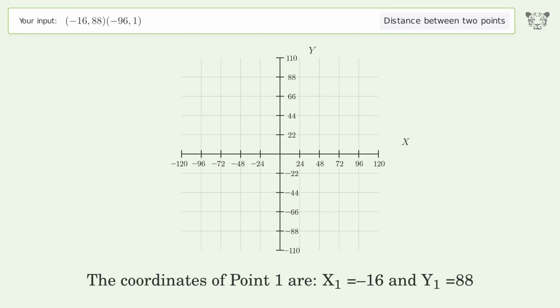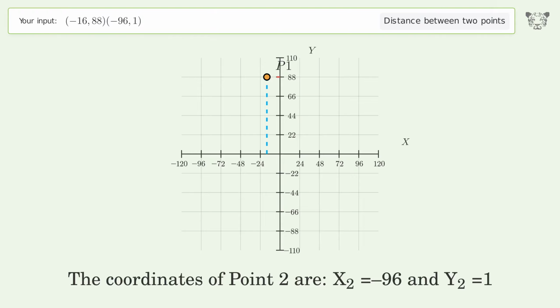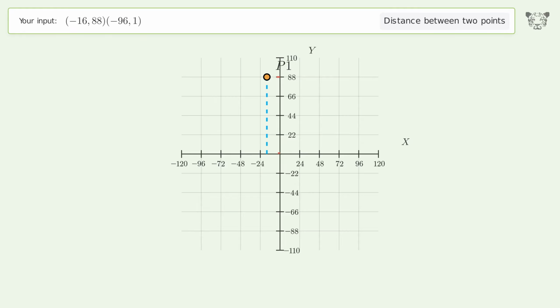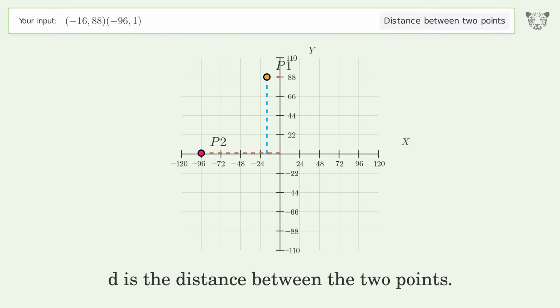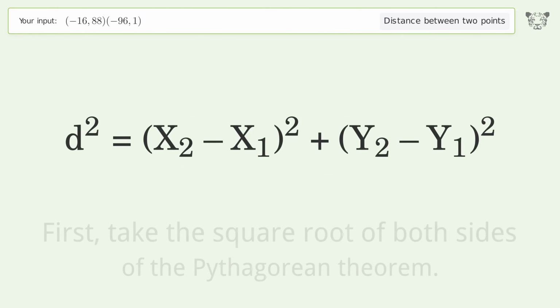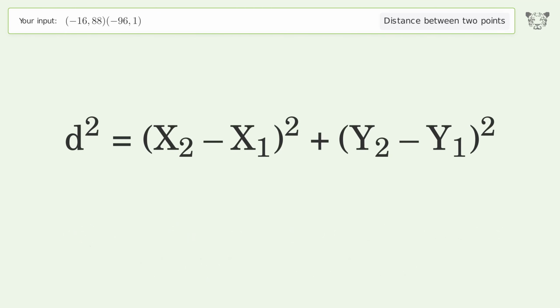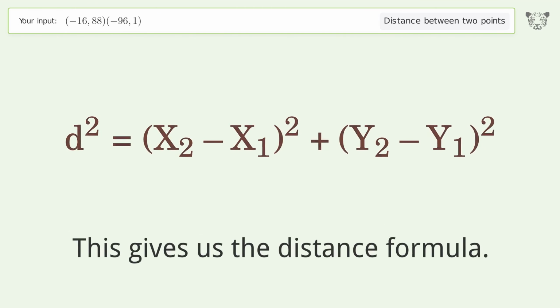The coordinates of point 1 are, x1 equals -16 and y1 equals 88. The coordinates of point 2 are, x2 equals -96 and y2 equals 1. D is the distance between the 2 points. First, take the square root of both sides of the Pythagorean theorem. This gives us the distance formula.